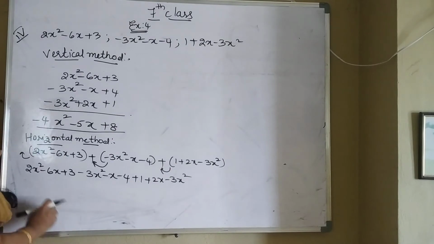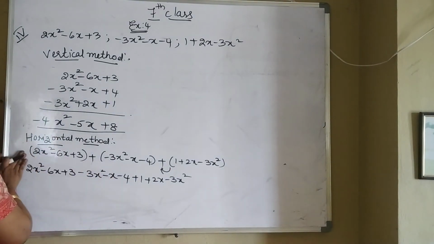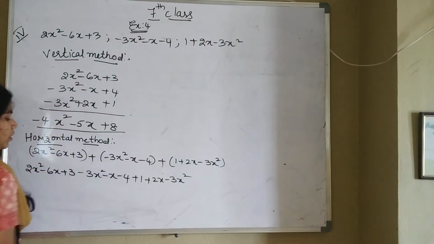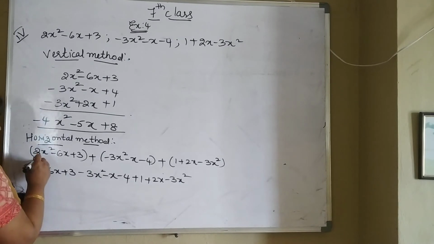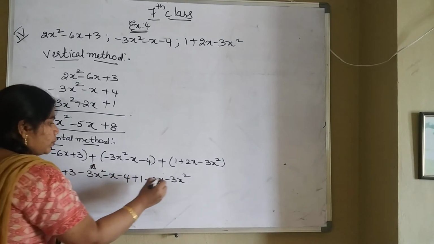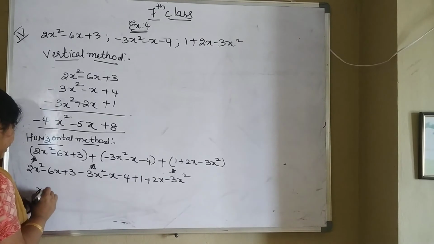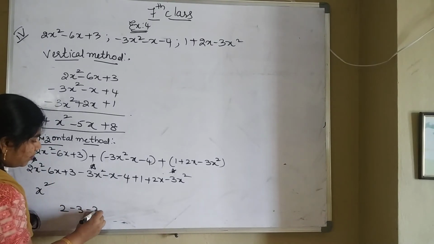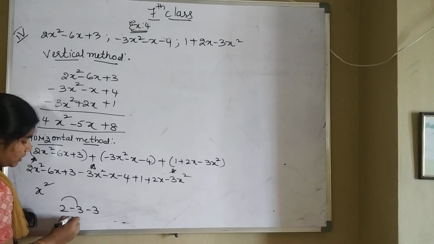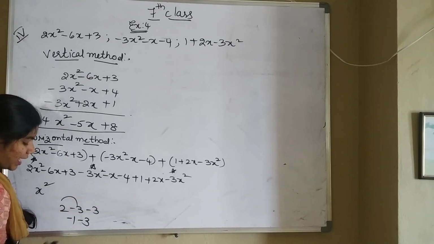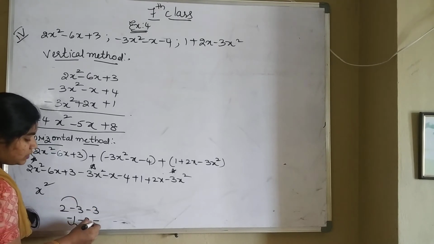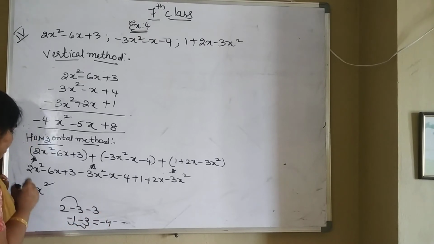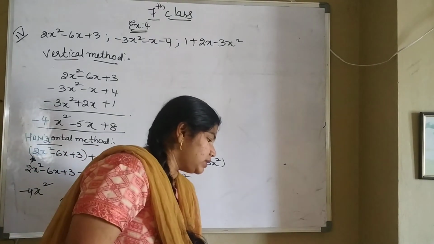Okay, now see the like terms. First x square terms, x square, x square, x square. I am writing x square. What are the coefficients? 2, minus 3, minus 3. 2 minus 3 is minus 1. Minus 3 I am writing as it is. So minus 1 minus 3 will be minus 4. So you got minus 4 here.